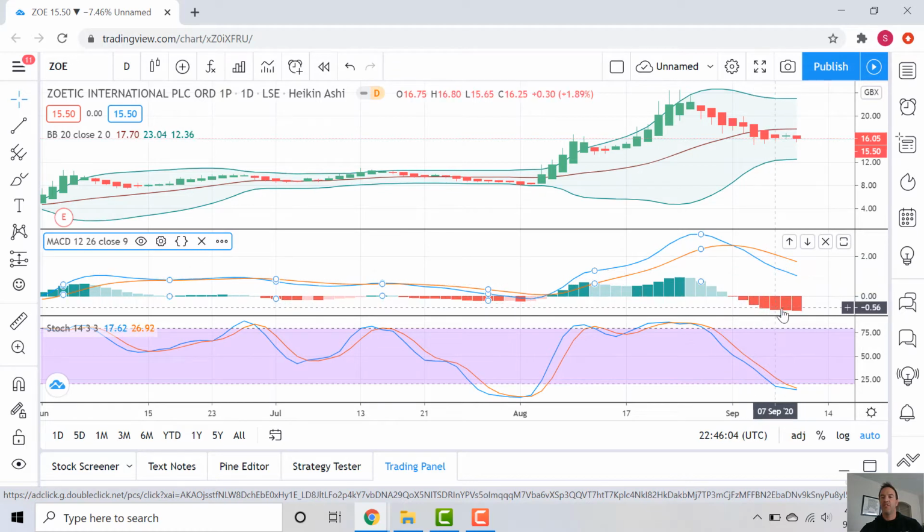You can see that each day we're still climbing here in the negative territory. Once that starts to come back down, you can anticipate another cross of the MACD and the signal line. But definitely a sign of weakness according to the MACD.